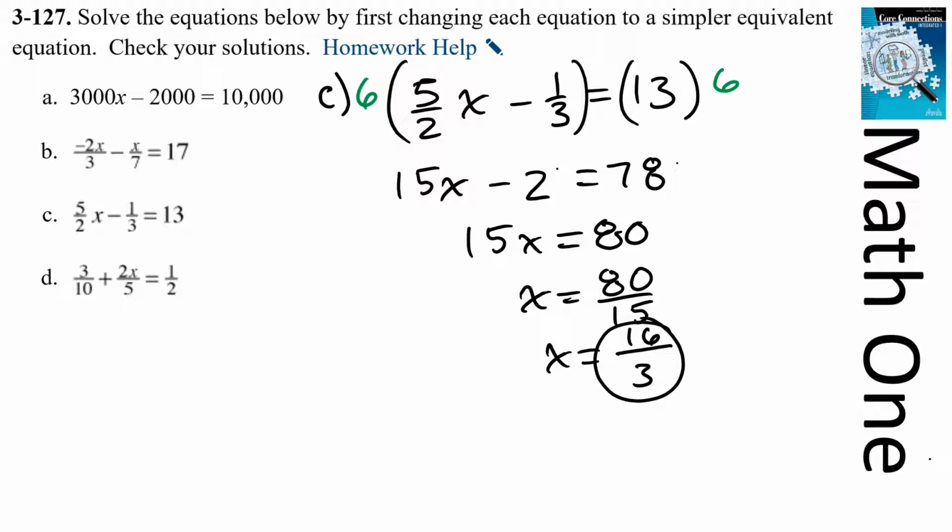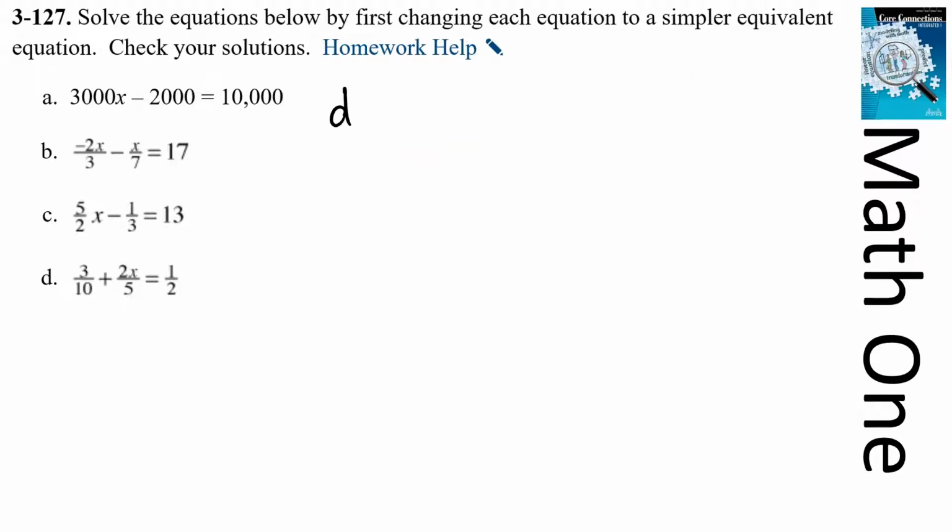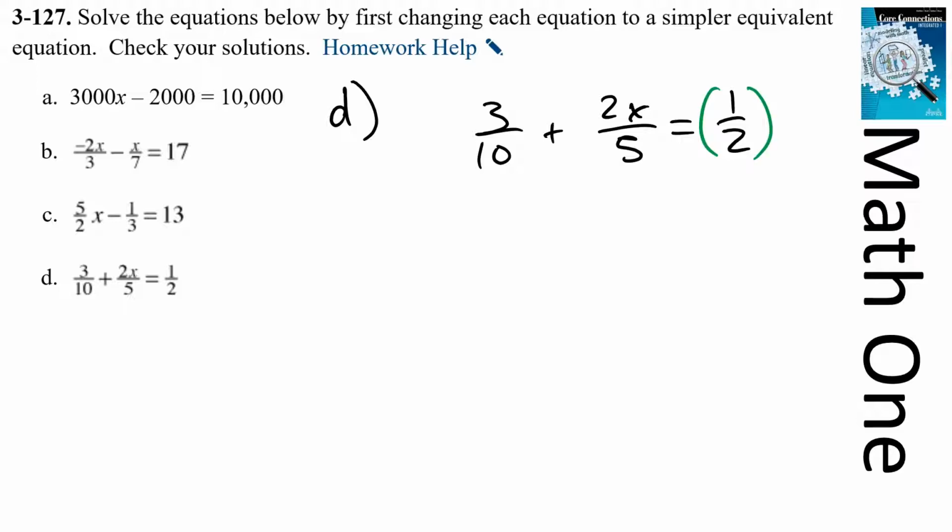And then finally for D, you look, I've got a 10, a 5, and a 2. So I think that I'm going to multiply both sides by 10. So I have 3/10 plus 2x over 5, and that equals 1/2. So we're going to hit both sides of this with the lowest common multiple for 10, 5, and 2, which is 10.